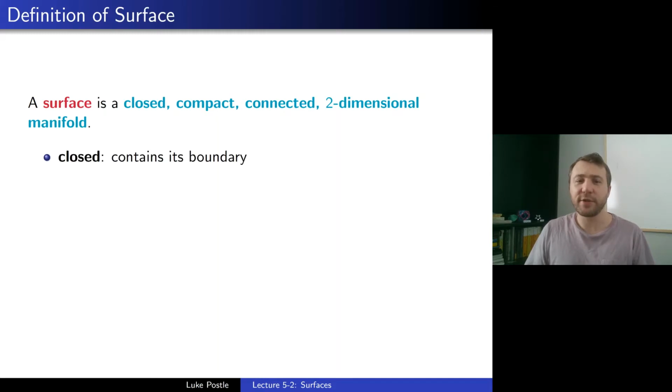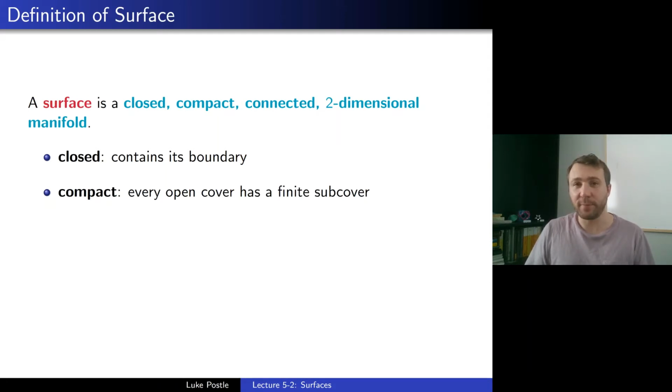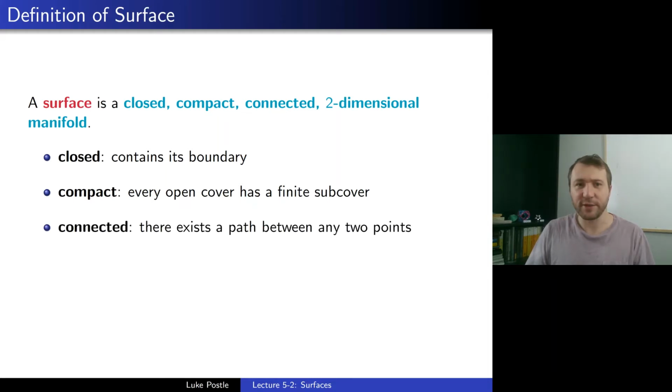So what does closed mean? It means that it contains its boundary. What is compact? It means that every open cover has a finite subcover. So again, an open cover, we're covering this space with open sets. Any open cover has a subcover, still covering the space, but finite. So essentially it's kind of like being bounded, but here's that more formal definition.